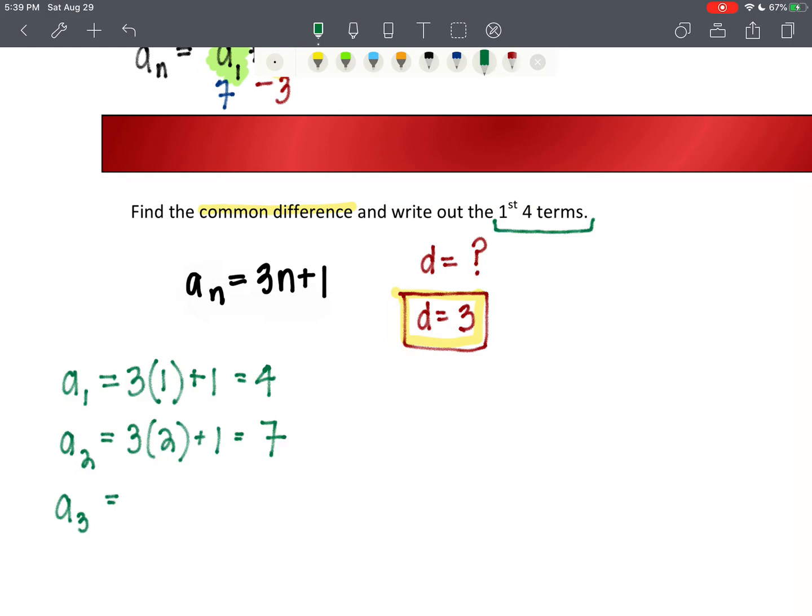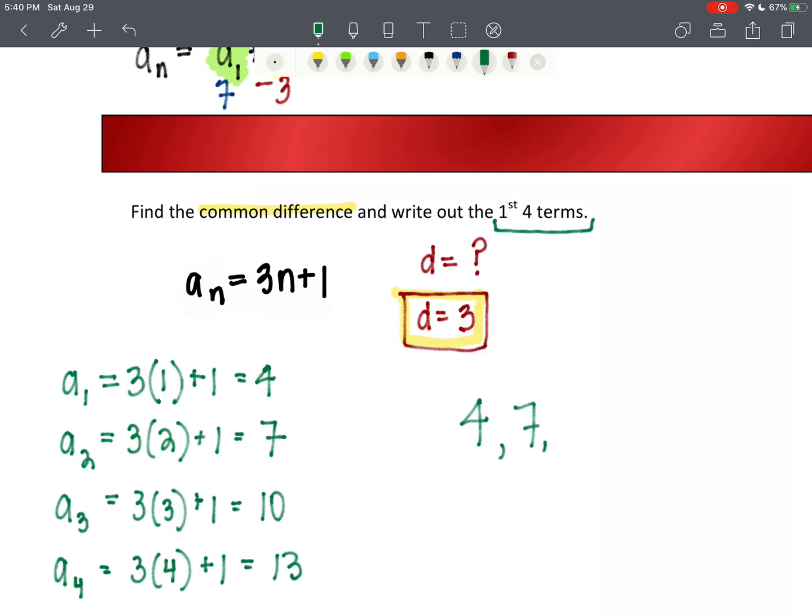The third term, I'm putting a 3 in, and that gives me 10. And then the fourth term, I substitute a 4 in, and that gives me 13. I could also find the first term, and then knowing that the common difference is 3, just continue to add 3 to get all 4 terms.